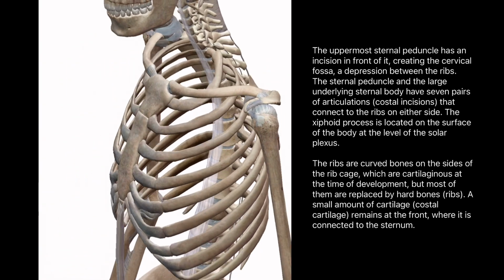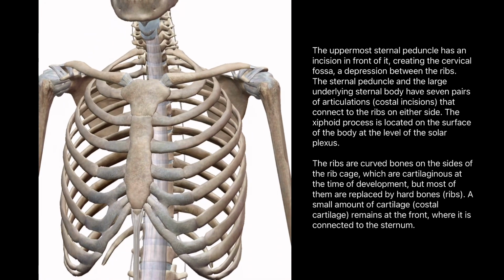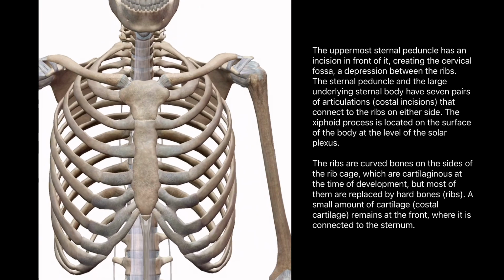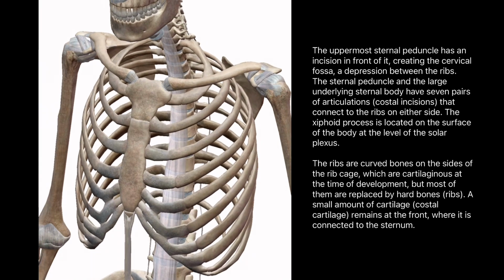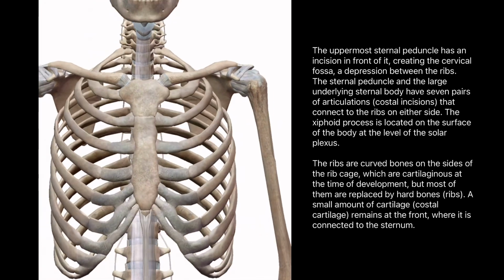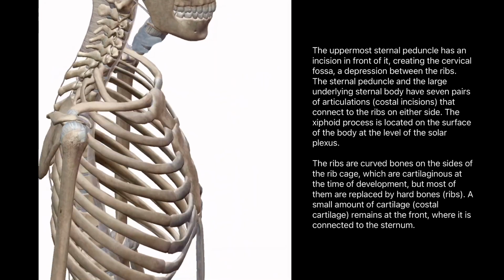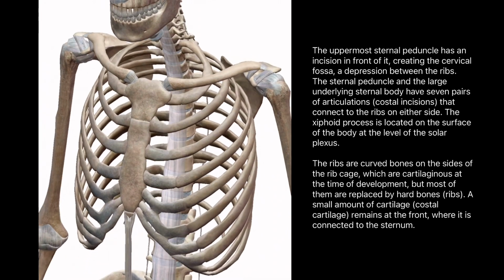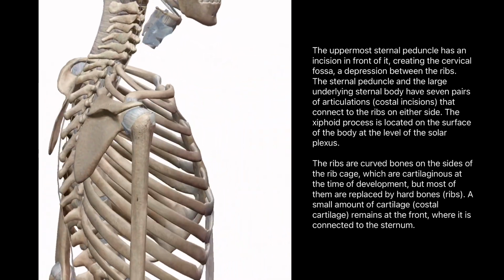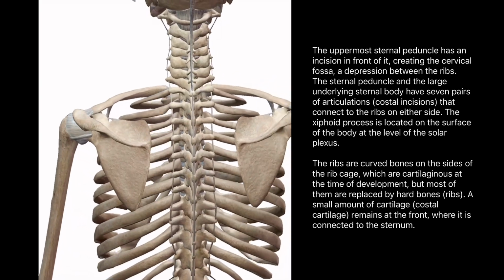The uppermost sternal manubrium has an incision in front of it, creating the jugular notch, a depression between the ribs. The manubrium and the large underlying sternal body have 7 pairs of articulations, costal notches that connect to the ribs on either side. The xiphoid process is located on the surface of the body at the level of the solar plexus. The ribs are curved bones on the sides of the rib cage, which are cartilaginous at the time of development, but most of them are replaced by hard bones, ribs. A small amount of cartilage, costal cartilage, remains at the front, where it is connected to the sternum.